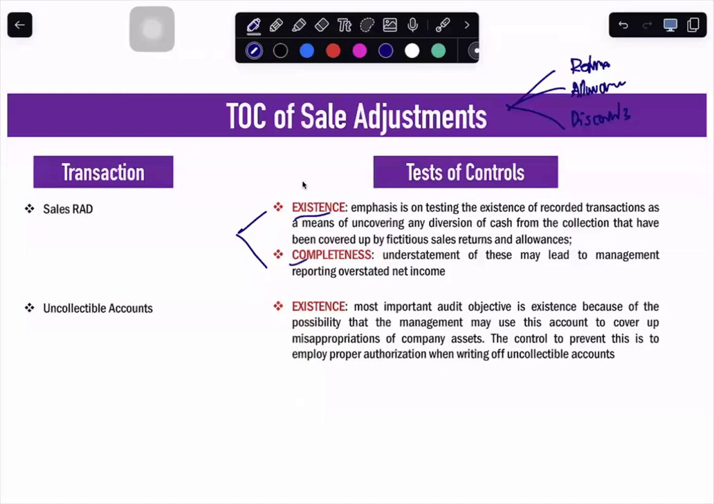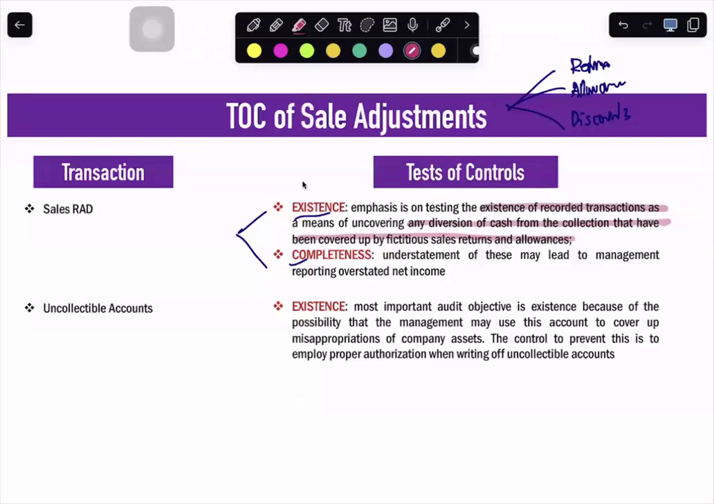So first, existence. The emphasis is on testing the existence of the recorded transactions as a means of uncovering any diversion of cash from collection that have been covered up by fictitious sales returns and allowances. So we want to test the existence whether there's a proper returns, allowances, and discount. Why? There can be fraudulent activity here. So assuming you have a sale on credit and you have already collected it. So if you don't want that the cash will enter the entity, you want to misappropriate it. If you want to misappropriate it, you record it as a return allowance and discount. So to determine whether there's a proper return allowance and discount, we check for the existence of that return allowance and discount.